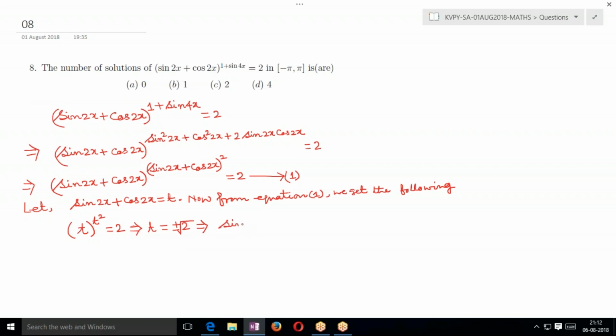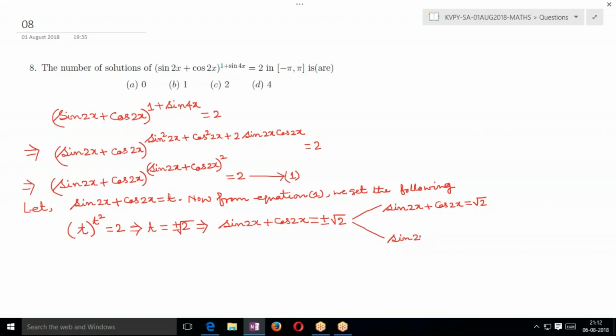So that means sin 2x plus cos 2x is equal to plus minus root 2. This has two cases. One is that sin 2x plus cos 2x equals root 2, and the other is that sin 2x plus cos 2x equals minus root 2.